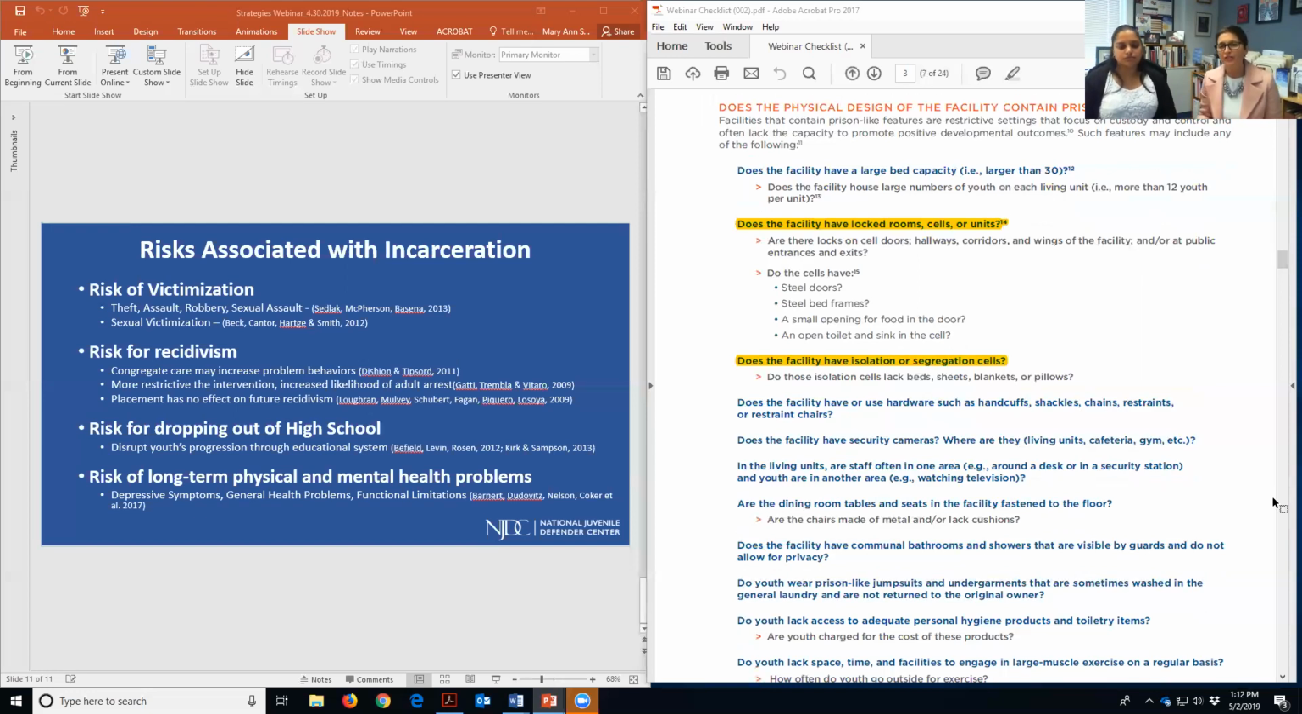We know that a lot of decision makers and even some advocates haven't visited juvenile facilities. We encourage you to do that, and to bring information, even photographs about what's happening in those facilities before decision makers.